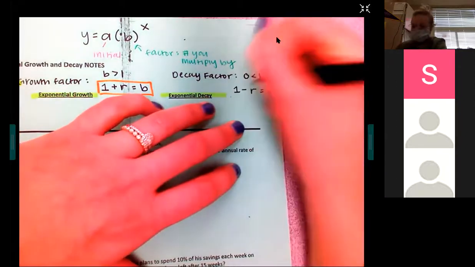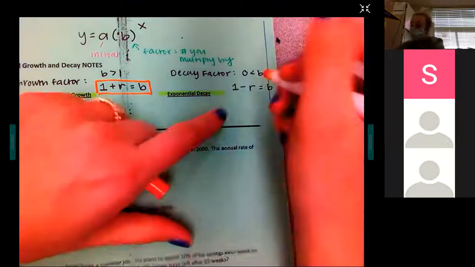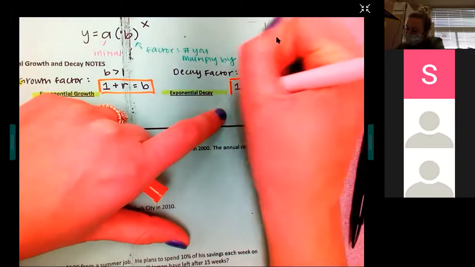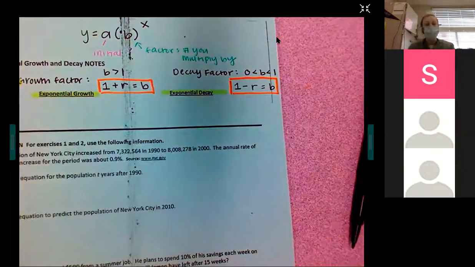Subtract it. Very good. These are the 2 formulas you need to know for exponential growth and decay. You're going to have to know how to find the factors. They're probably not going to give you the factor. You're going to have to go and find it. So I'm going to pause and see if there are any questions.